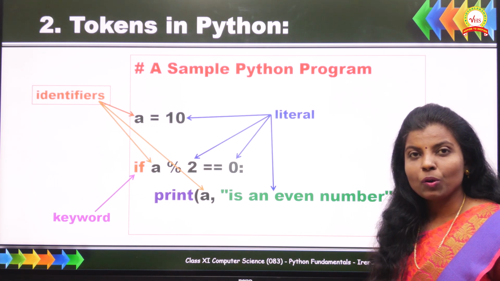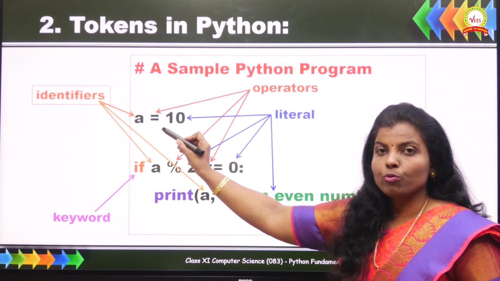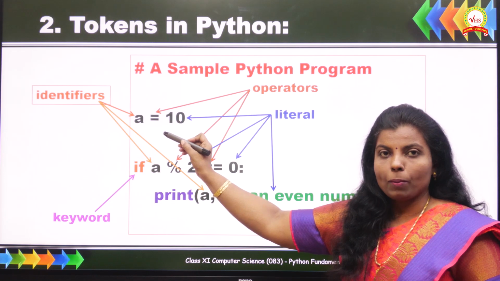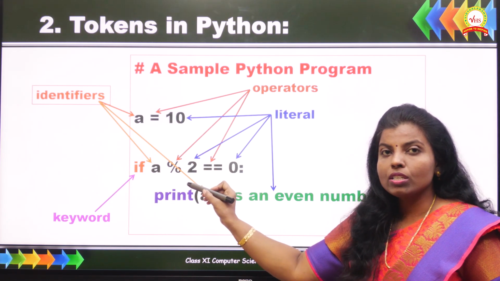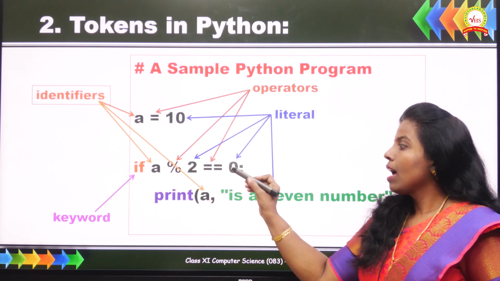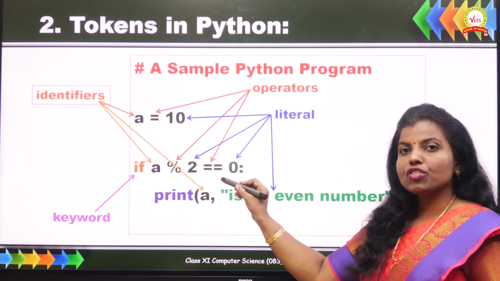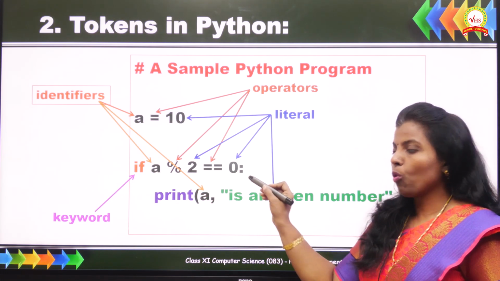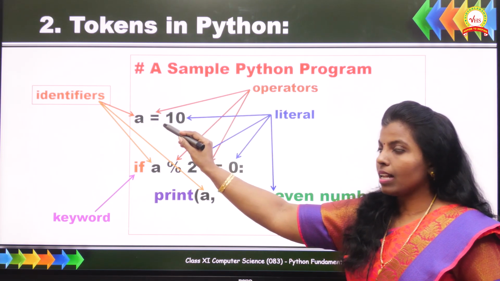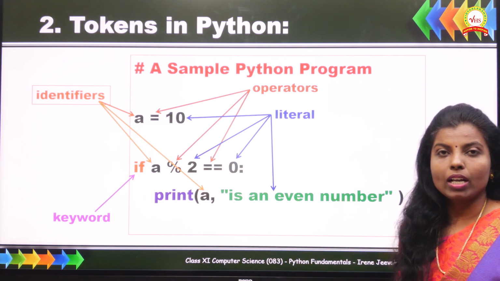What is the next token of Python? They are operators. Here we have single equal to, right? This is an assignment operator. And we have a modulus operator over here. It finds the remainder of this expression. And we have an equality operator. This is a relational operator, and it checks the equality between the two operands, right? So three operators are there. One is the assignment operator, another is the modulus operator, and then we have the equality operator.